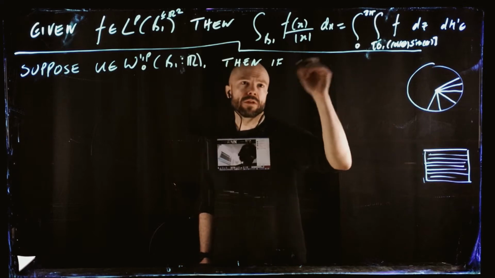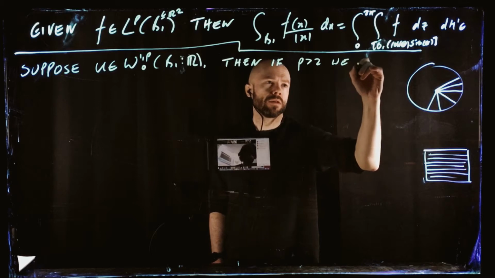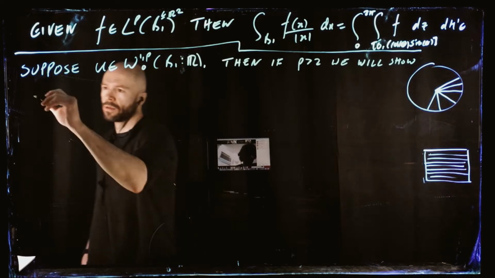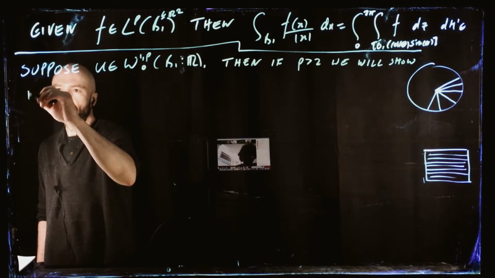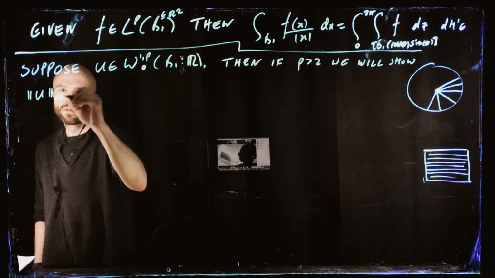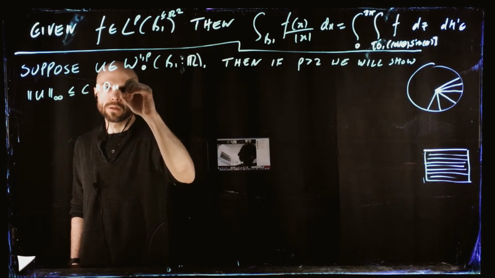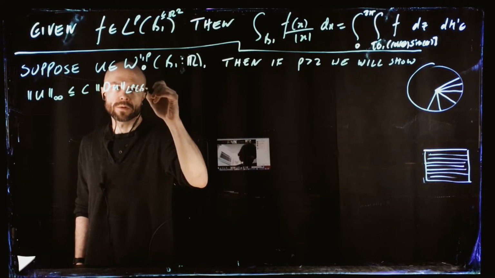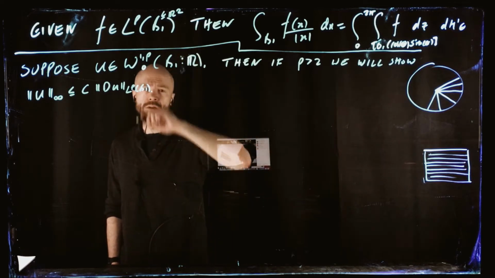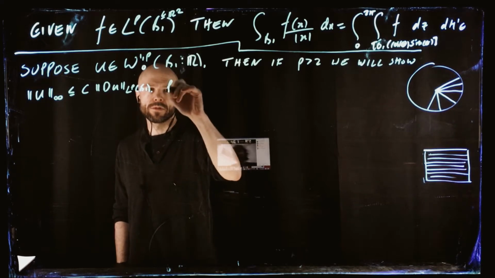if p is bigger than 2, we will show that the L infinity norm of this function is bounded by some absolute constant times the L^p norm of the gradient, like this. And this will follow from our formula relatively easily, because what are we going to do? Proof.